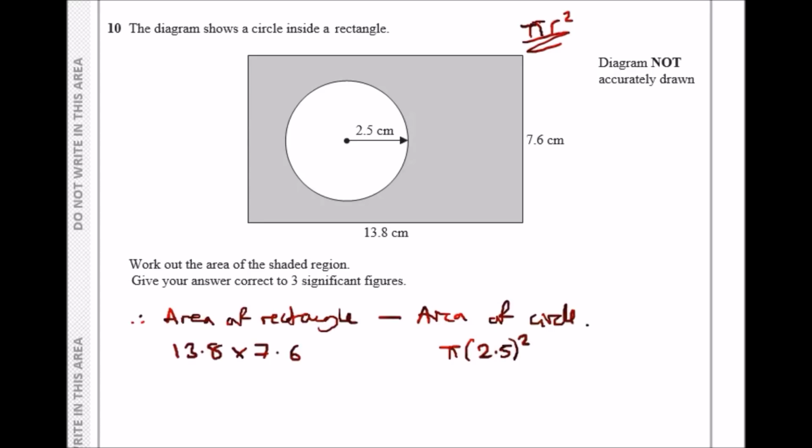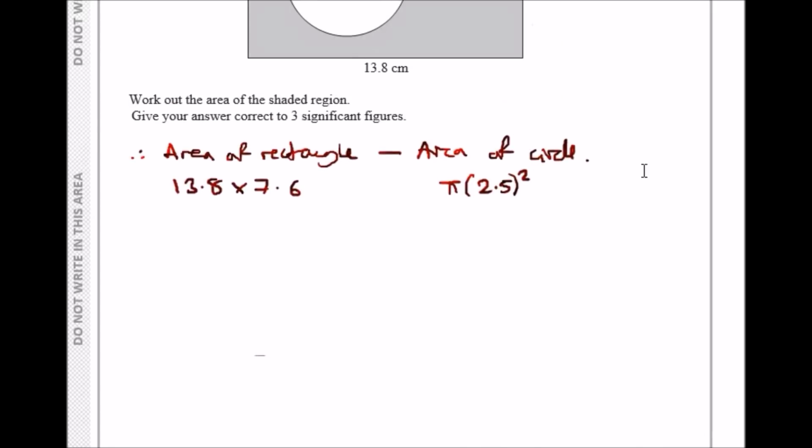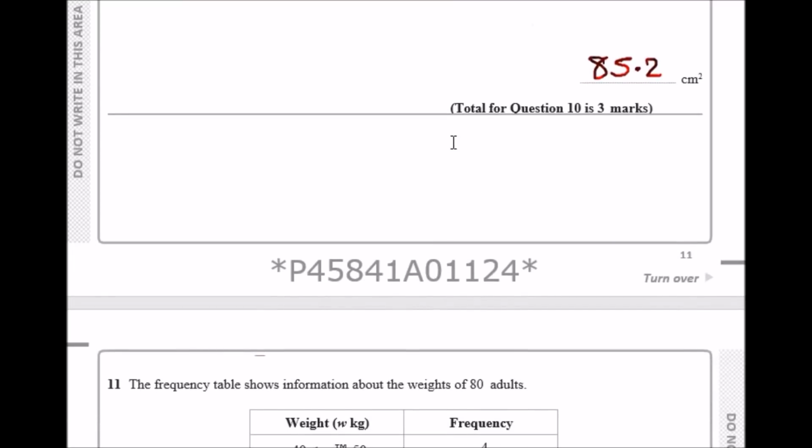Now all you do is work out both of these and subtract them from each other, and that should give you the total area. So let's quickly take our time and do it. 13.8 times 7.6, then minus pi times 2.5 squared, and to three significant figures you should get a solution of 85.2. Yep, 85.2 centimeters squared. Is that correct? Yes. All right, cool. Let's move on, guys.